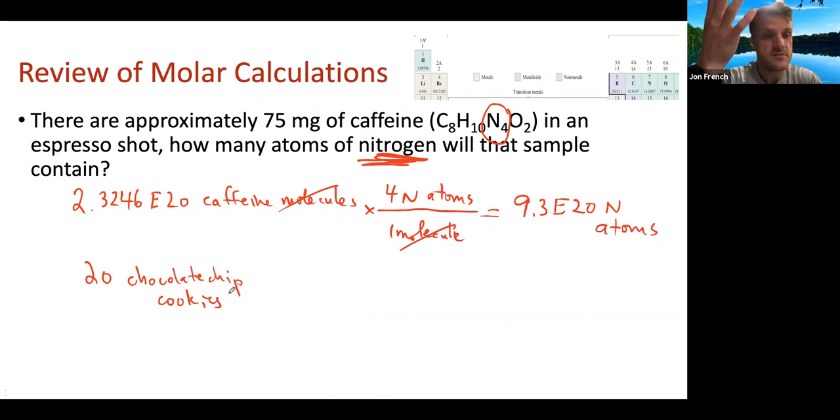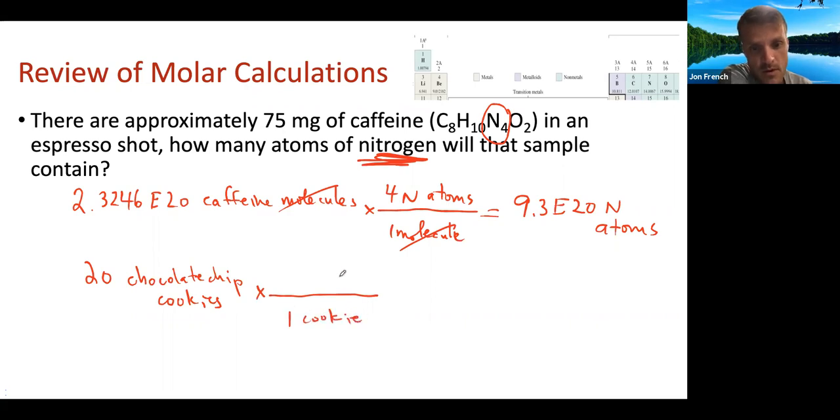It would be the same thing here. If I had 20 chocolate chip cookies and I knew, for every 1 cookie, I had 5 chocolate chips, we'll say, on average, cookies cancel out, and we're going to have 5 times as much. We would have 100 chocolate chips. So that's the same kind of calculation that we're doing here.